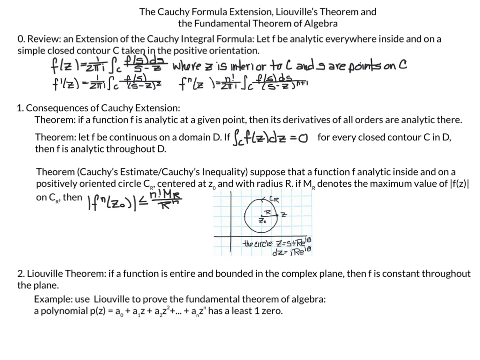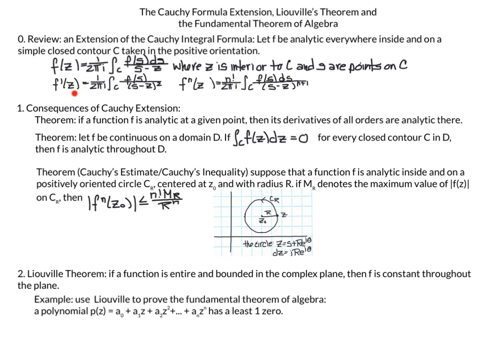The extension told us that f prime of z, so the extension applies to derivatives, f prime of z is equal to 1 over 2 pi i times the line integral over C of f of s ds over (s minus z) squared, and in general for the nth derivative, f^(n) of z is equal to n factorial over 2 pi i times the line integral over C of f of s ds over (s minus z)^(n+1).